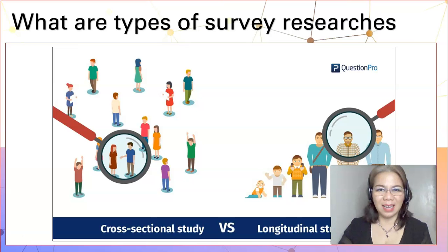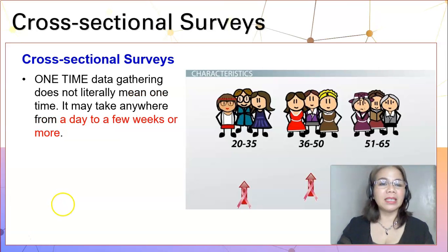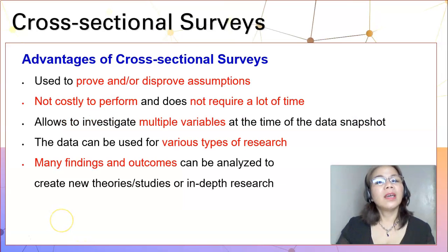In cross-sectional study, the researcher gathers information from a sample that has been drawn from a predetermined target population at a time. Now, when we say at a time or one point in time, it does not necessarily mean one day. It can be a few days to a few weeks. It depends on the time that you have gathered.